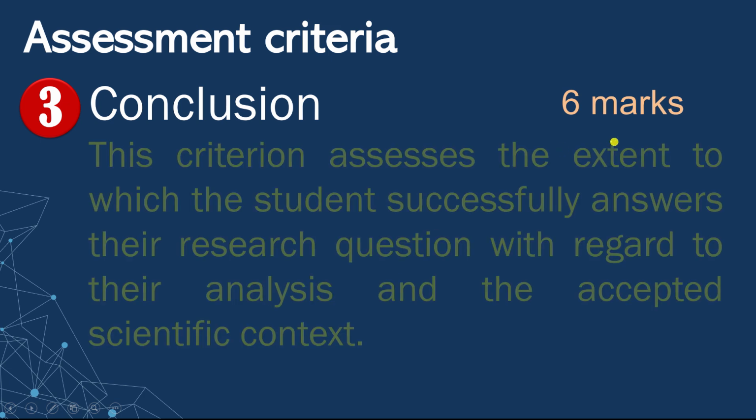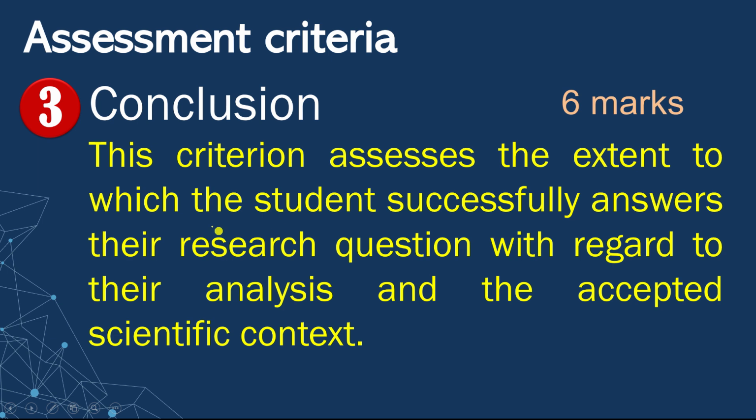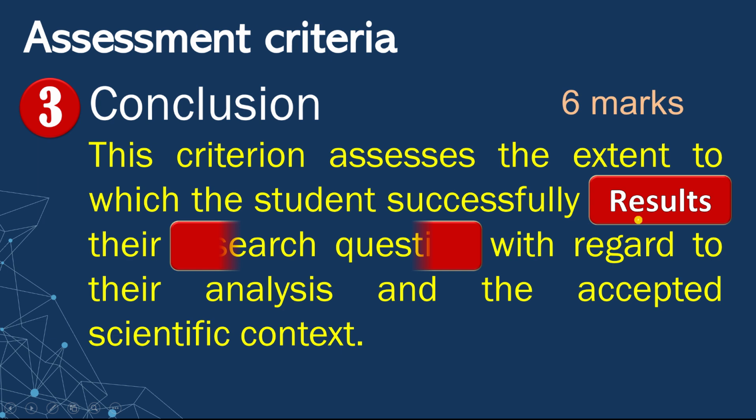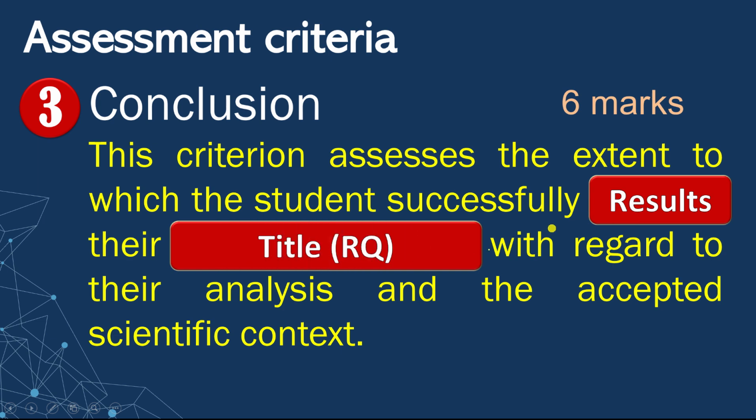The third is conclusion. It has again 6 marks. This criterion assesses the extent to which the student successfully answered the research question with regard to their analysis and the accepted scientific context. So you will have your results and your title here to be compared. The reader will check the results and the research question and will assess to what extent you have already connected the results to the research question. Actually, I told you in results, you will advocate the answer you have for your research question according to the data you have. So to what extent they are related.